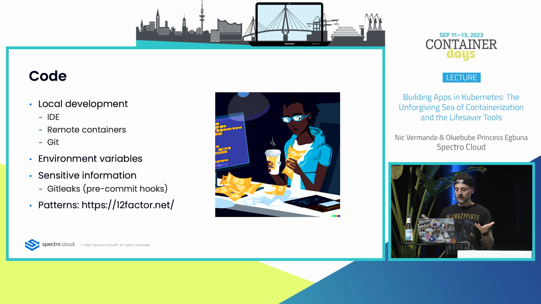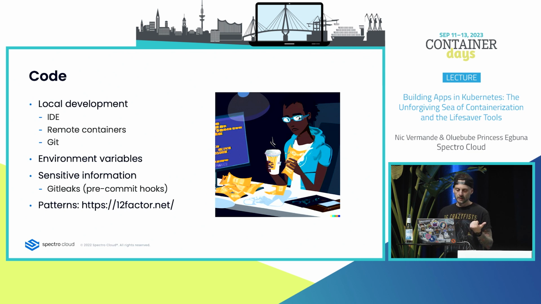Gitleaks is a pre-commit plugin. Pre-commit is using Git hooks, and there are hundreds of plugins you can use. Gitleaks will detect a pattern in what you commit to Git in terms of sensitive data, and will just deny the commit if there is sensitive data.